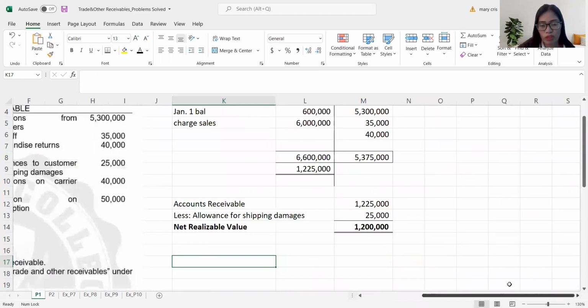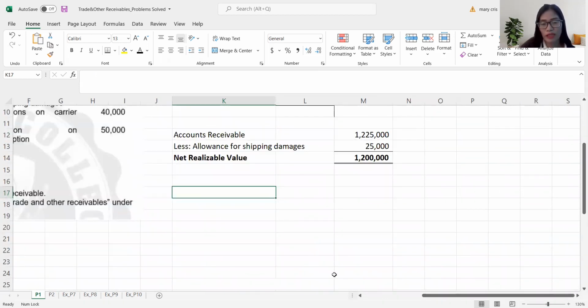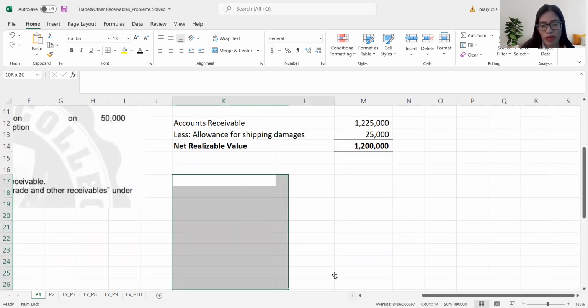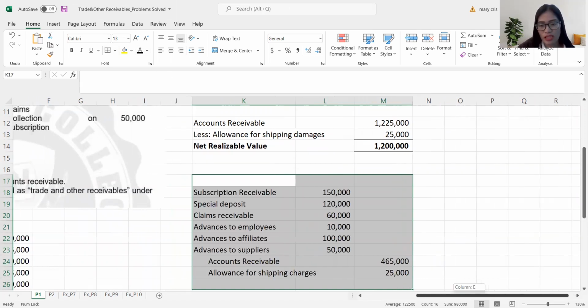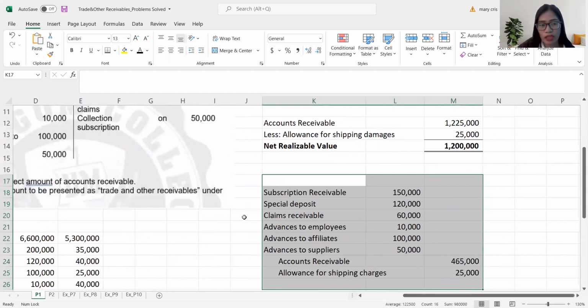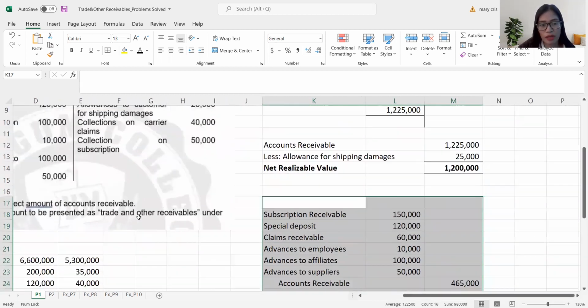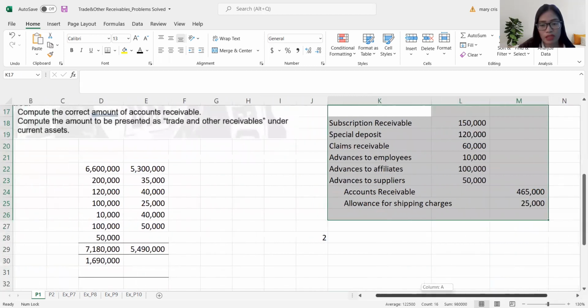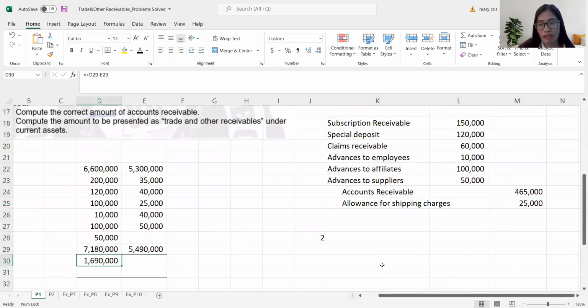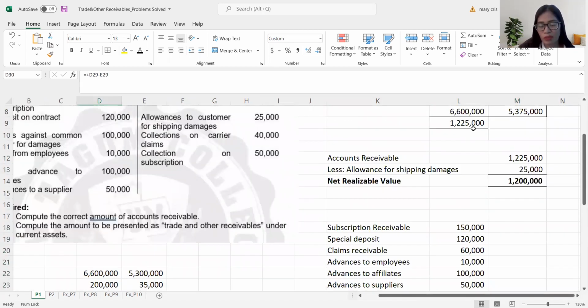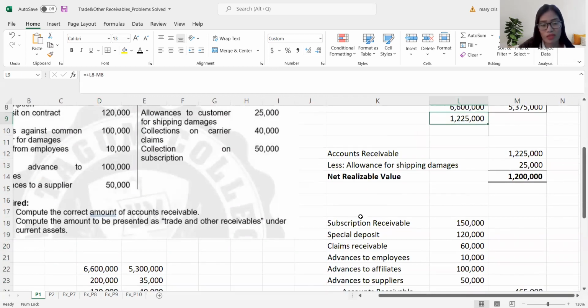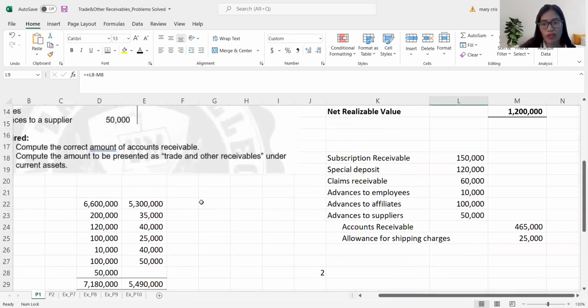Before addressing requirement number 2, let us first have the adjusting entry. This is the needed adjusting entry to correct our accounts receivable. Earlier we computed our accounts receivable at 1,690,000. We know that amount is not correct. The correct amount should have been 1,225,000 minus the 25,000, so your net should have been 1.2 million.